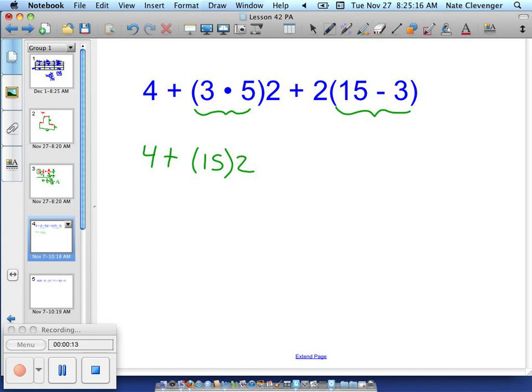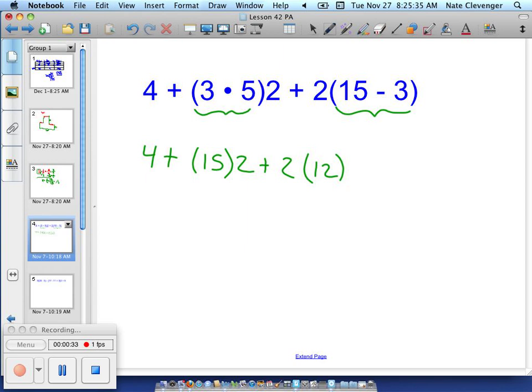Multiplication. That's why I want to leave this in parentheses, because if I drop the parentheses and wrote 15 and 2, then it's going to look like 152. And that's not what it's intended to be. Then plus, again, we have this 2 setting next to the parentheses, so that's implying multiplication. 15 then minus 3 is 12.